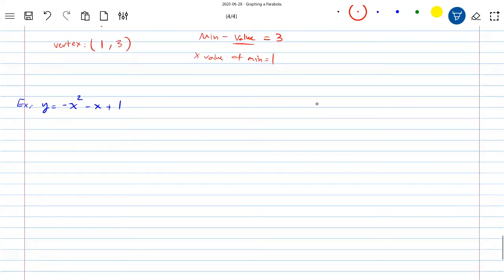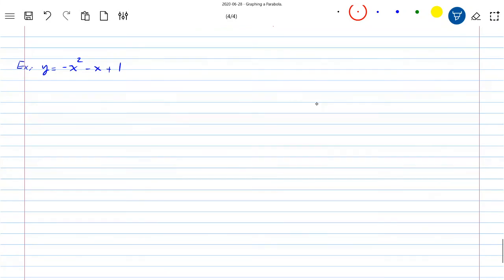Here's another example. Nothing different. They ask you for the minimum and maximum. In this case, a is negative. So no minimum. This would be the shape. What you have is a maximum point. If I have a maximum, it happens at the vertex point. What is the vertex point? The vertex point is negative b divided by 2a. So you'll get negative 1/2.